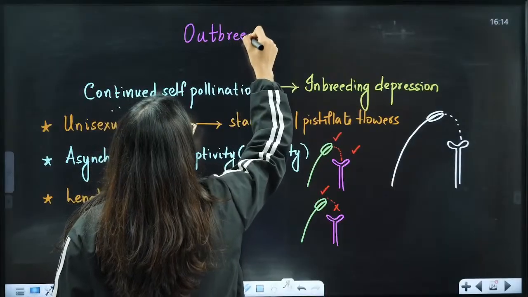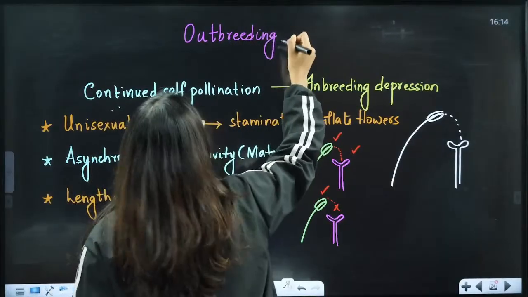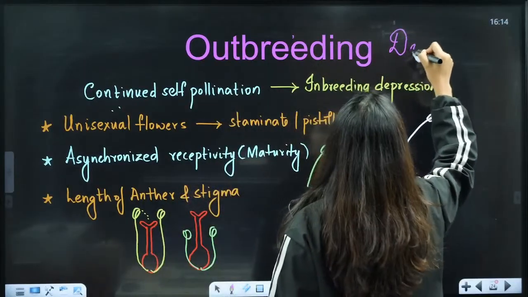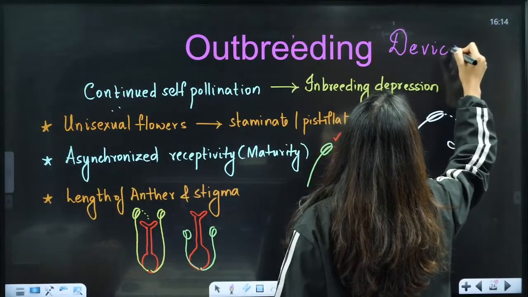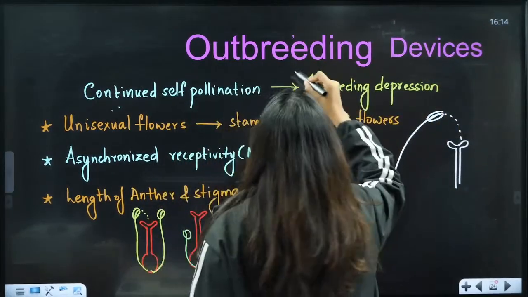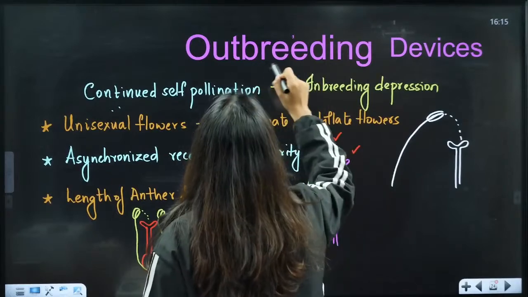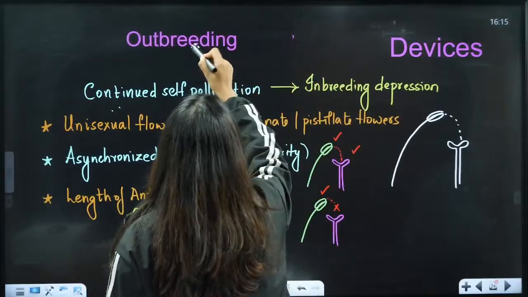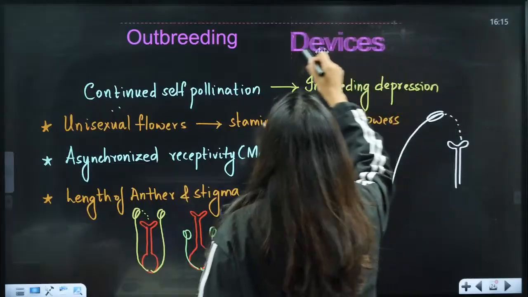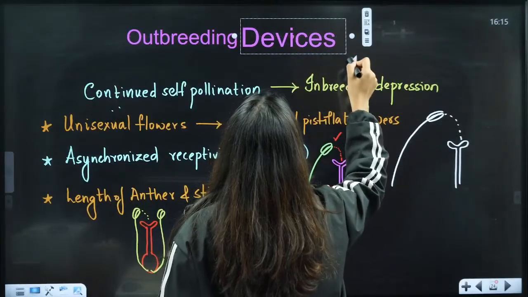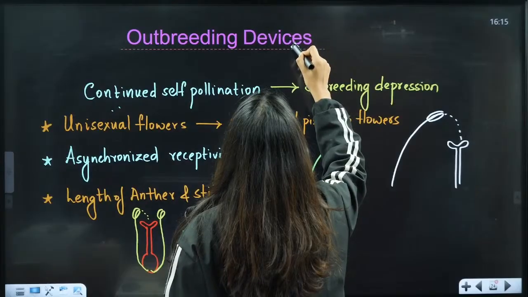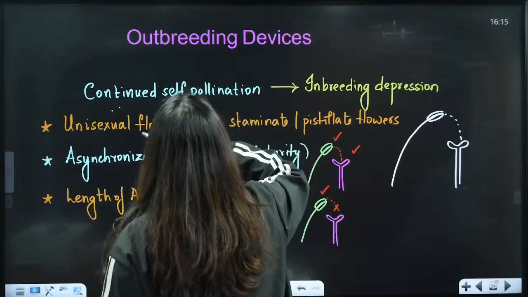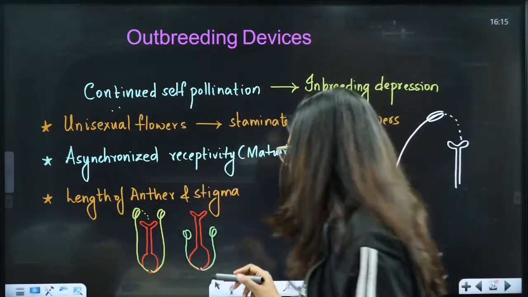Outbreeding devices, they will ask you to write. Okay, outbreeding devices. Clear? Okay, so outbreeding devices. It's very important for you to remember.